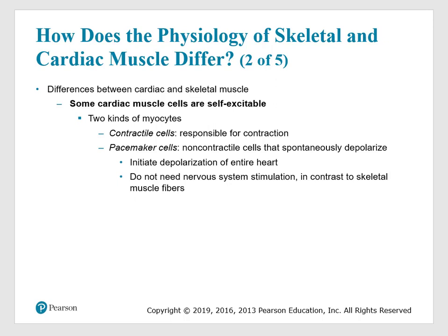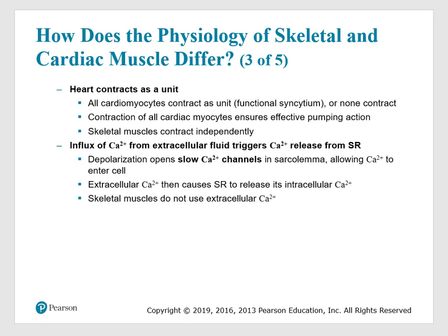In your cardiac muscles, you actually have two types of muscles. One that only transmits impulses. It's called your non-contractile cells or pacemaker cells. And then you have the regular contractile cardiac muscles. We'll look into these and how they function later on in this chapter. Heart muscles contract as a unit, unlike skeletal muscles where you can have independent contraction.